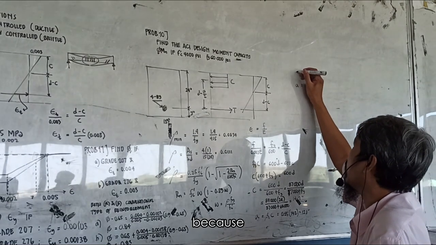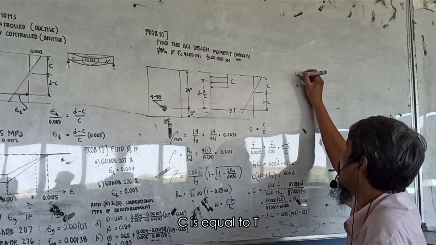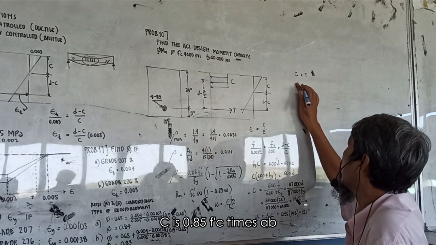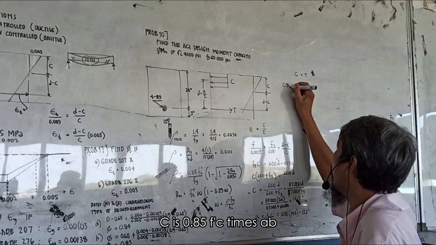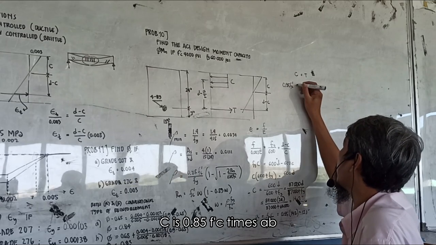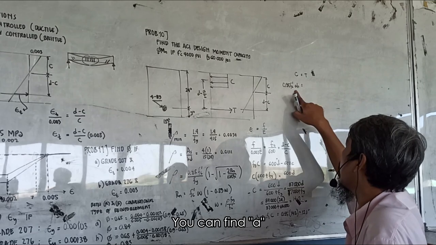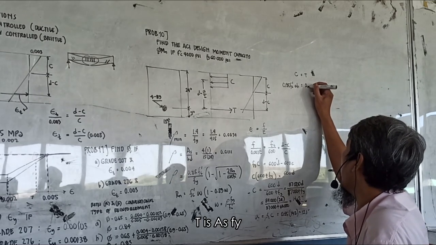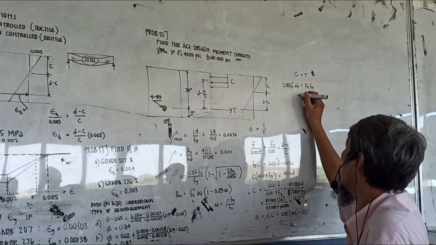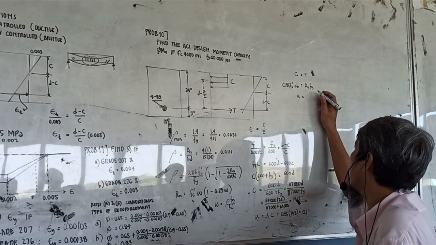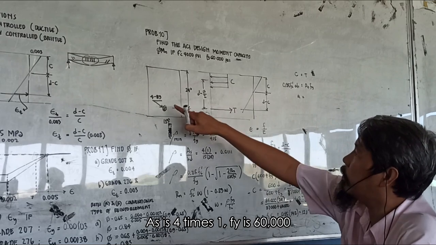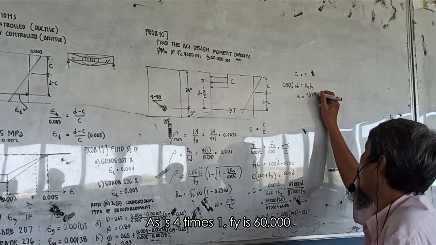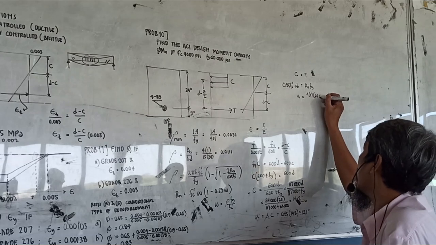So because C equal to T. C is what? 0.85 f'c times ab. You can find A. So T is what? As fy. So we can solve for A. A is 4. 4 times 1. fy is 60.